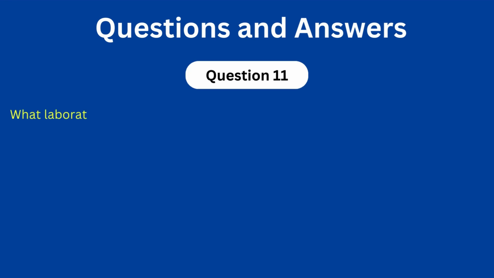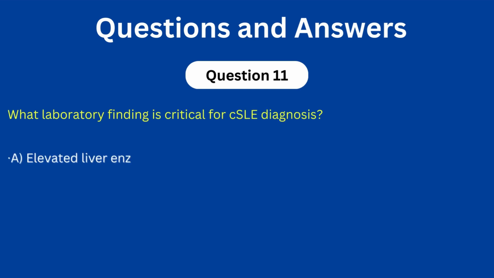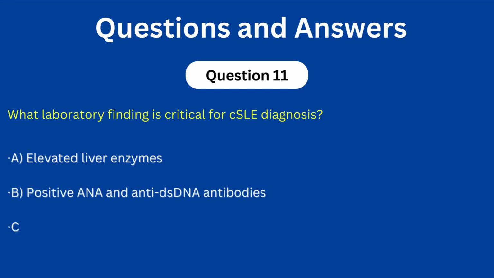Question 11. What lab finding is critical for childhood systemic lupus erythematosus diagnosis? A. Elevated liver enzymes. B. Positive ANA and anti-double-stranded DNA antibodies. C. High serum creatinine. D. Hyperglycemia. The correct answer is B.